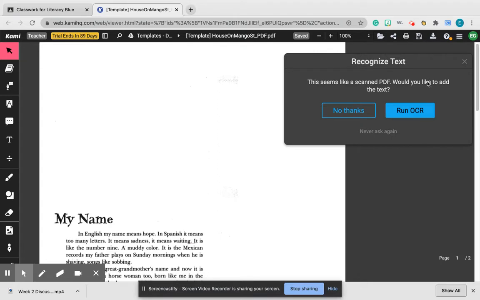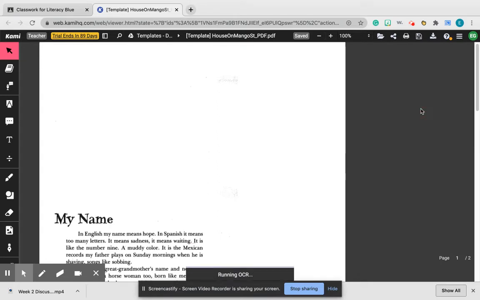And then if you have this, you want to run OCR. I don't actually know what OCR means. I just know that it lets us annotate our text, which is what we want to do. So in this video, I'm going to talk you through what is going on and kind of model how we're annotating.